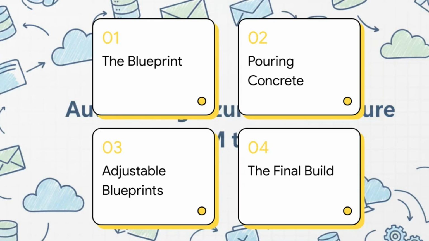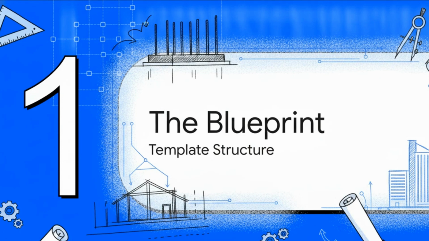So here's our quick roadmap for today's explainer. First, we'll look at the blueprint, which is template structure. Second, pouring concrete, where we'll do our first deployment. Third, adjustable blueprints to add flexibility. And finally, the final build for a dynamic deployment. All right, let's dive right into part 1, the blueprint, covering Azure Resource Manager template structure.